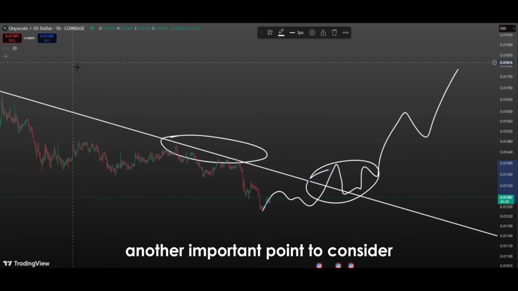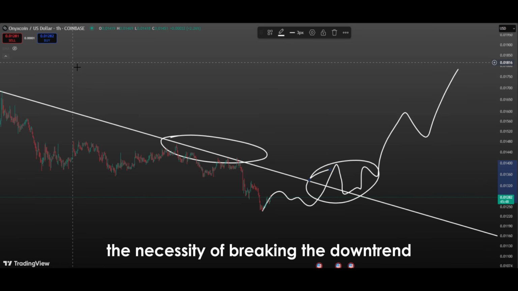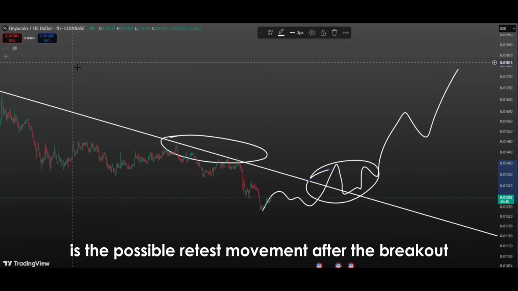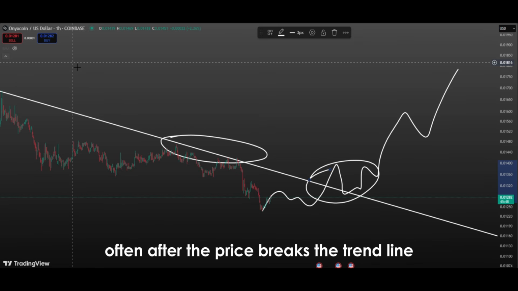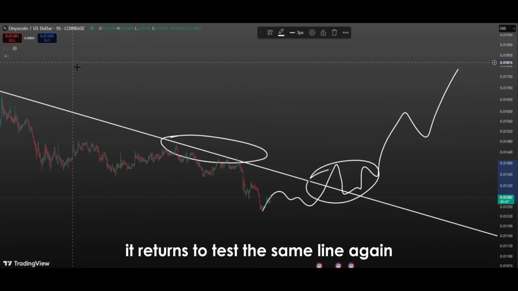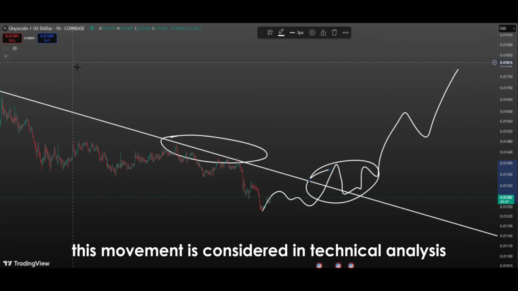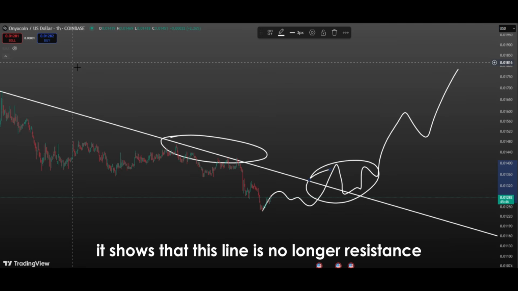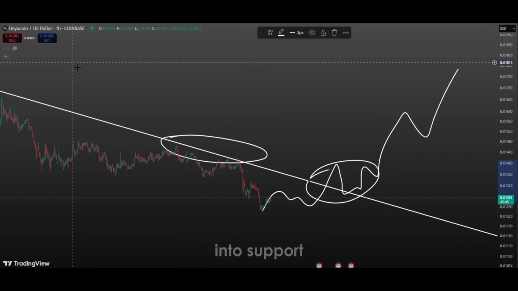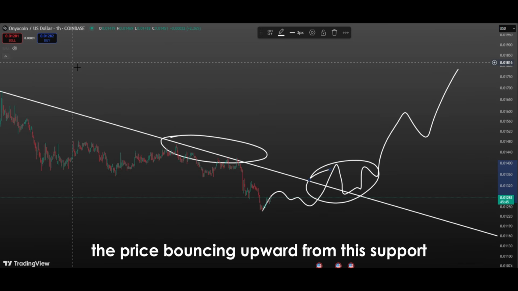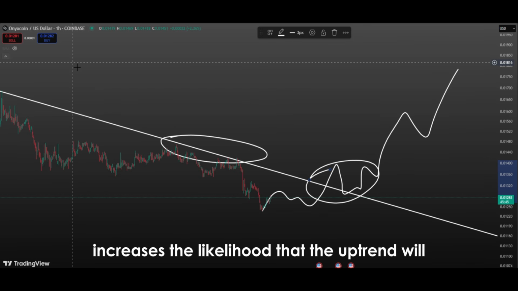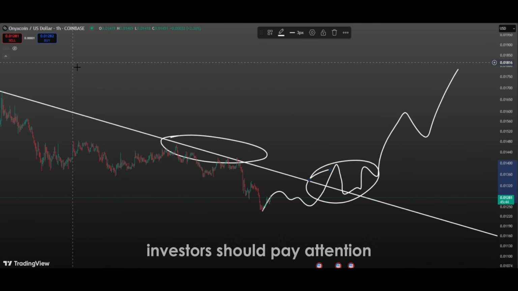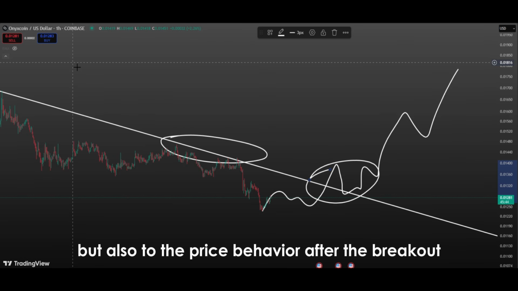Another important point to consider when talking about the necessity of breaking the downtrend is the possible retest movement after the breakout. Often, after the price breaks the trend line, it returns to test the same line again. This movement is considered in technical analysis as a sign of a healthy breakout, because when the price comes back and finds support from the trend line, it shows that this line is no longer resistance, but has turned into support. The price bouncing upward from this support increases the likelihood that the uptrend will continue more strongly. Therefore, investors should pay attention not only to the breakout moment, but also to the price behavior after the breakout.